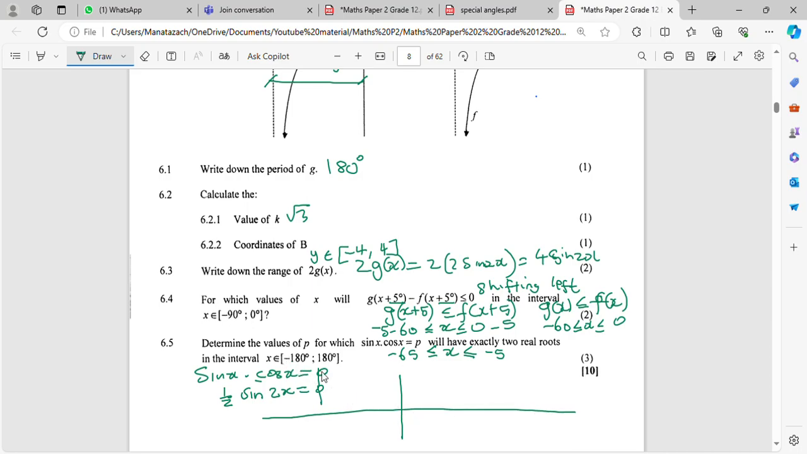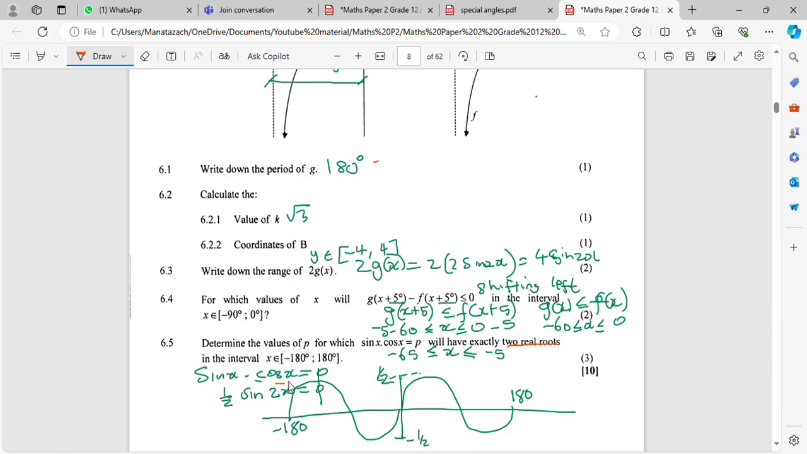And then the graph of half sine 2x looks something like this. Remember, our interval is from minus 180 all the way to 180. And it kind of shrinks, right? So that's going to look something like this on the right hand side until 180, similar on the left hand side until minus 180. So the amplitude is going to be 1 over 2. And then here, the lowest point is going to be minus 1 over 2. So basically, the value of p will be the value of y, for which we have 2 real roots.